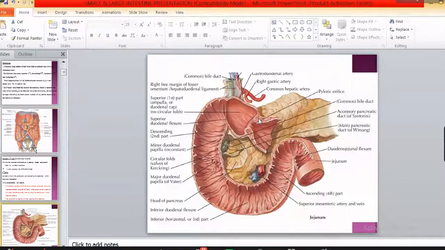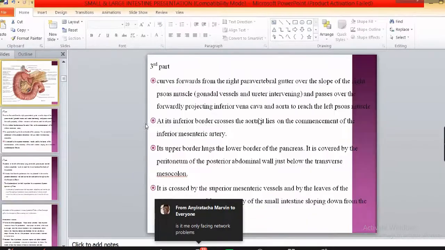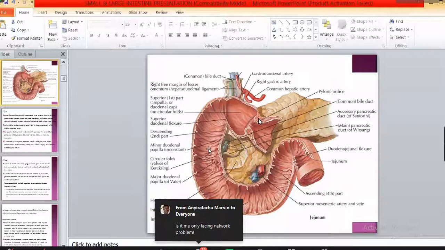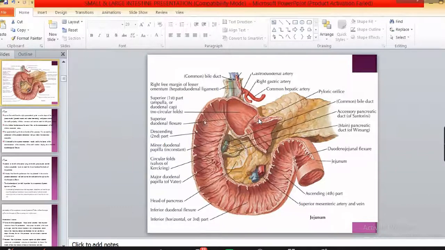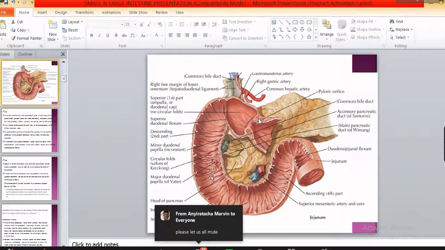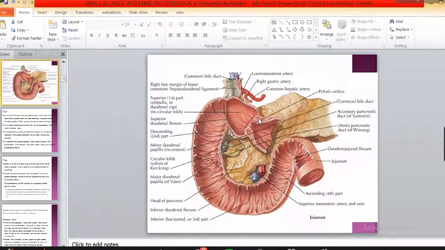Now, so that means that our foregut ends around halfway here. It involves the first portion of the duodenum and then the upper half of the second portion. The lower half is now from the midgut. That means that even the blood supply to this portion, to the duodenum, it will receive blood supply from.